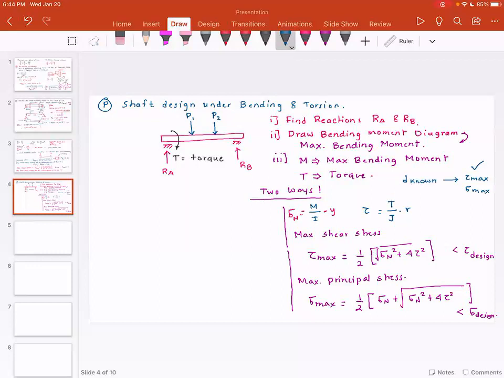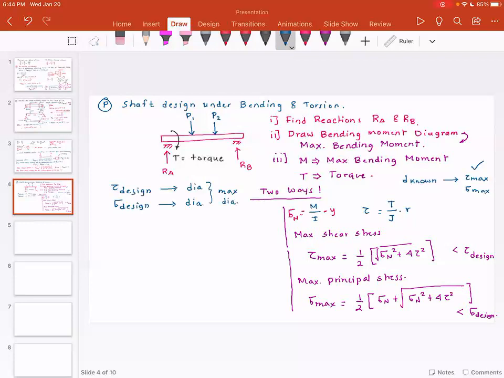And that's what you have used in EGR443. However, in the design problem, what we want to do is go from tau design to the diameter of the shaft, or sigma design to the diameter of the shaft. And out of these, you would choose the max diameter.